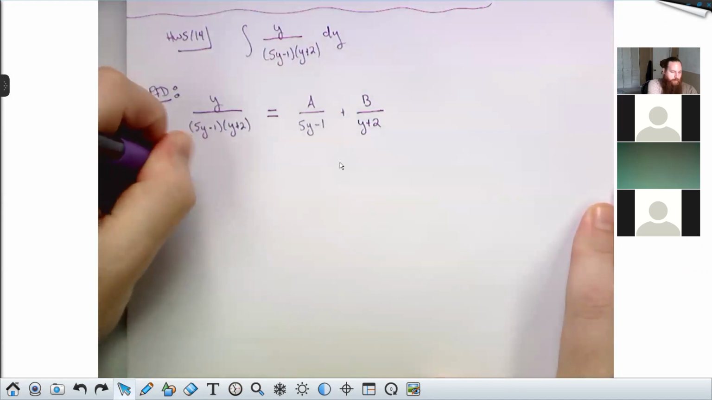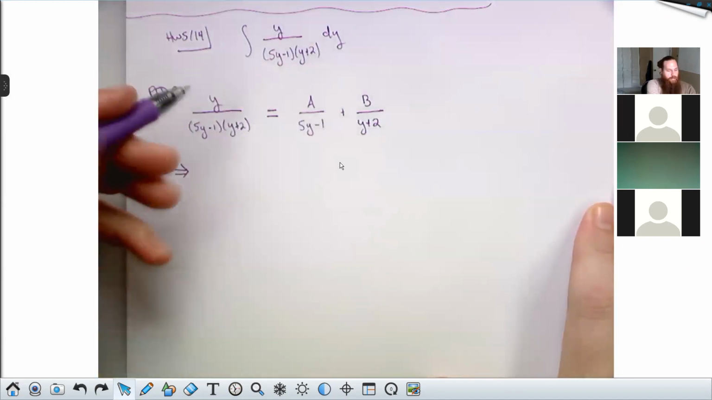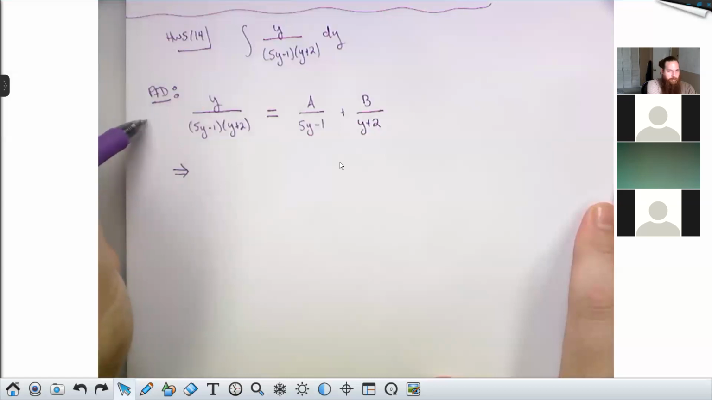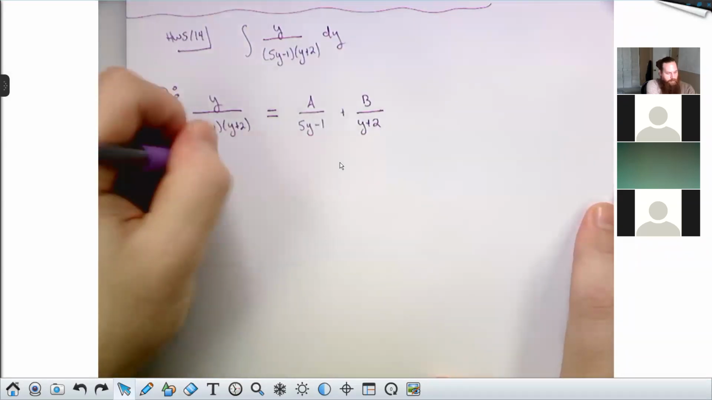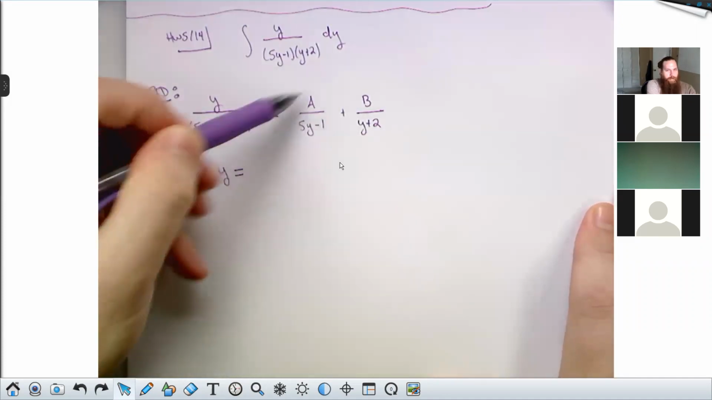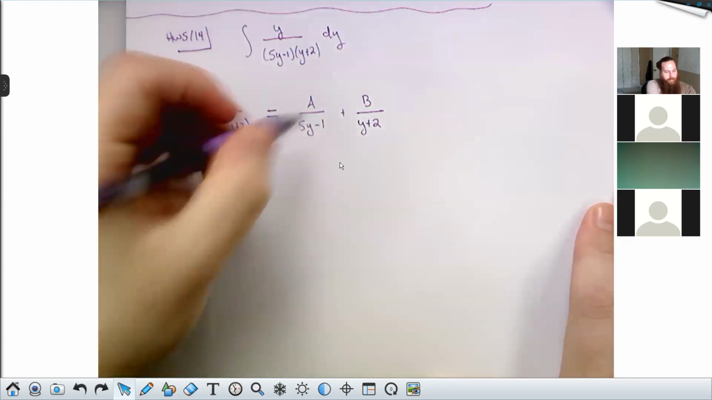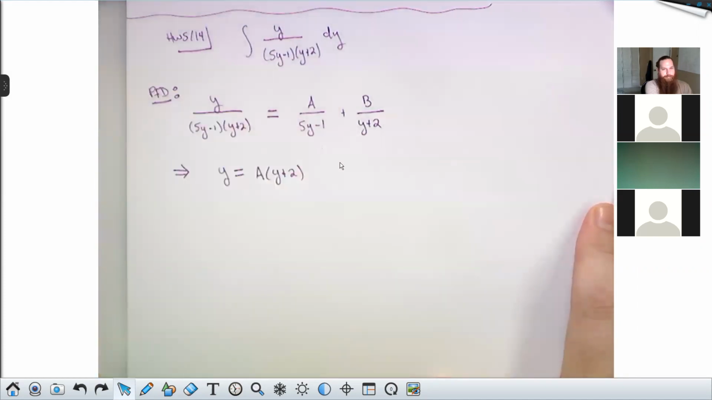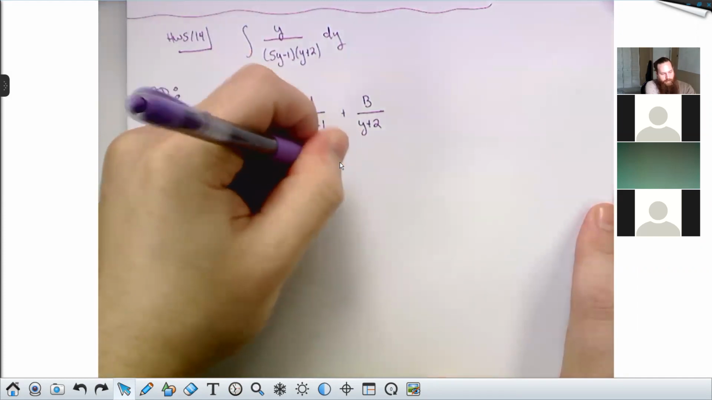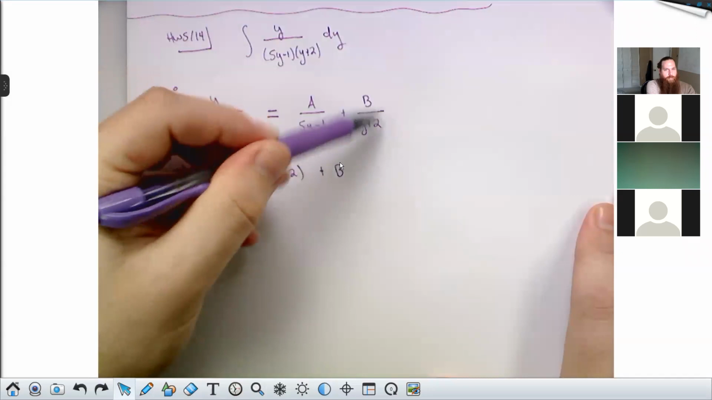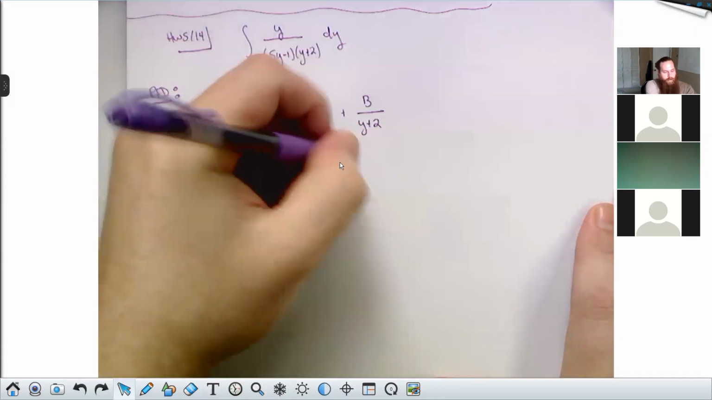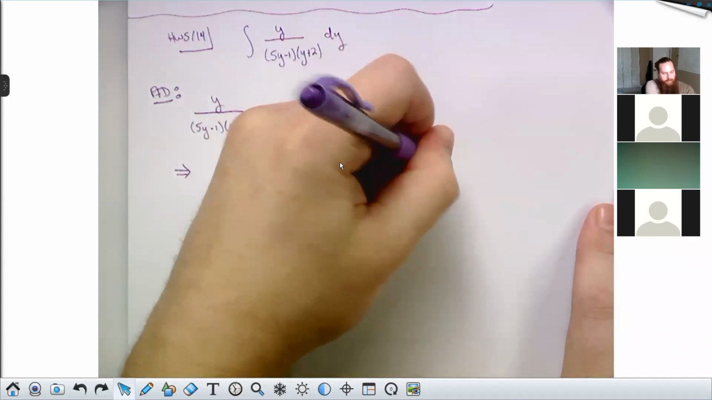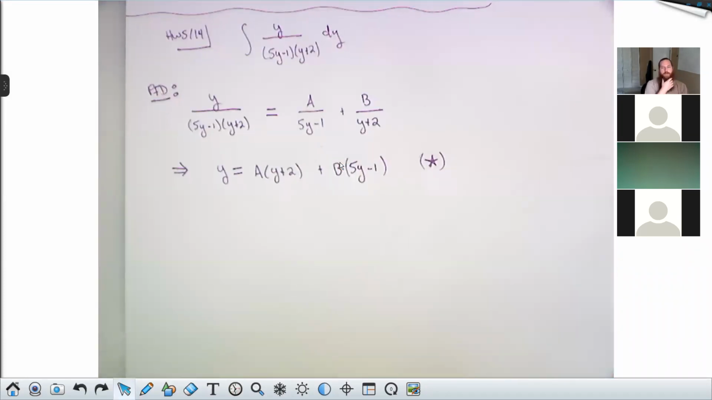The next move, just like we were doing last week, is to clear all the denominators. So I'm going to multiply through by 5y minus 1 times y plus 2. Over here, both cancel, and you just get y. When I multiply the first term by 5y minus 1 times y plus 2, the 5y minus 1's cancel, and I get a times y plus 2. And the second term on the right-hand side, the y plus 2's cancel, and I get b times 5y minus 1. This is the equation that we were calling star last week. So I'll continue to call it star here.